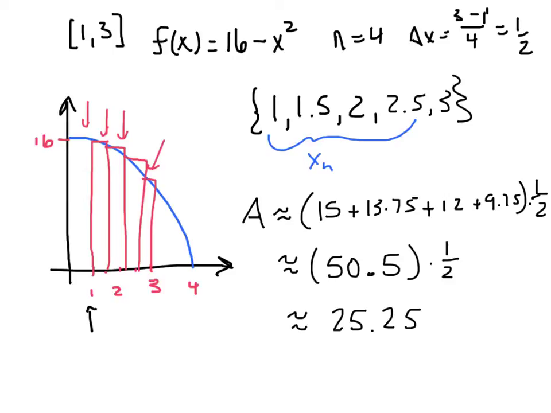I'll quickly remind you what we did. We identified our interval, our function, our number of rectangles, and the width of each rectangle. Delta x is the width of each rectangle. Based on the fact that we're using left-hand endpoints, we looked at our subintervals and we took the left-hand endpoint of each subinterval, which is just these 4 values. We plug those 4 values into the function and we get these 4 heights. Add those together and then divide by 2 because our delta x is 1/2, and we end up with an area approximately equal to 25.25.